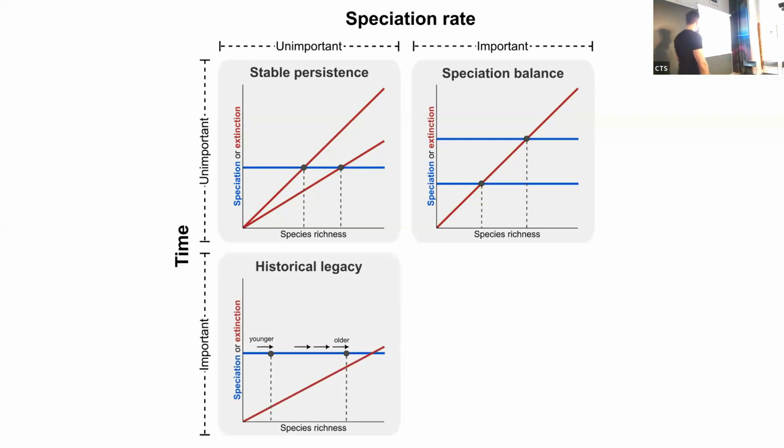The next scenario we call historical legacy. Here, speciation rate is not important. There's minimal variation in speciation rates, and time plays a major role in explaining species richness. The idea is that older regions can simply have more species because they are older, so they had more time to accumulate species than younger regions.